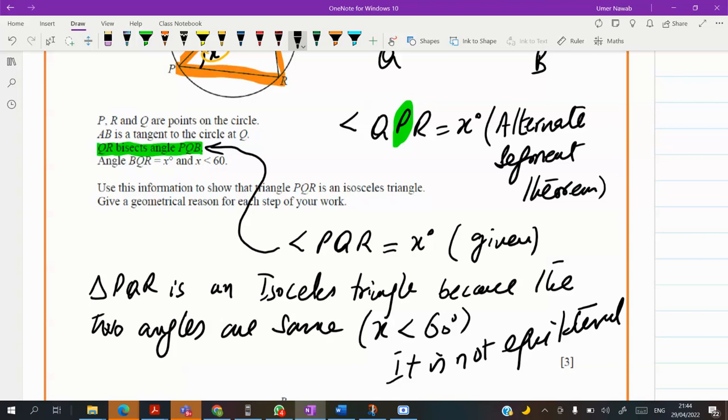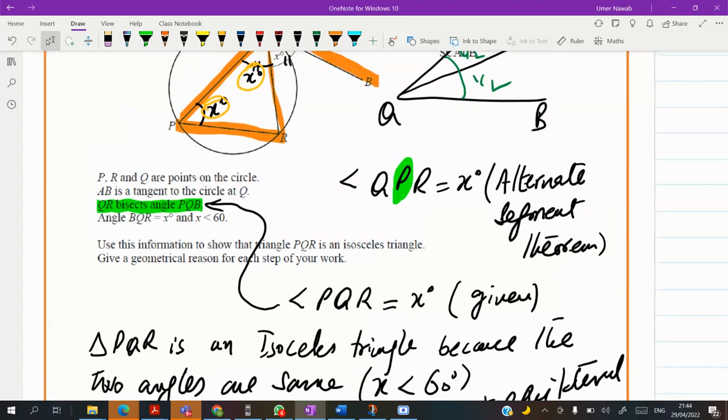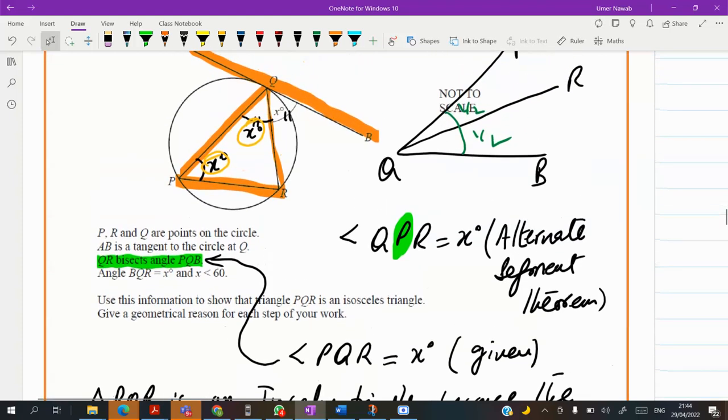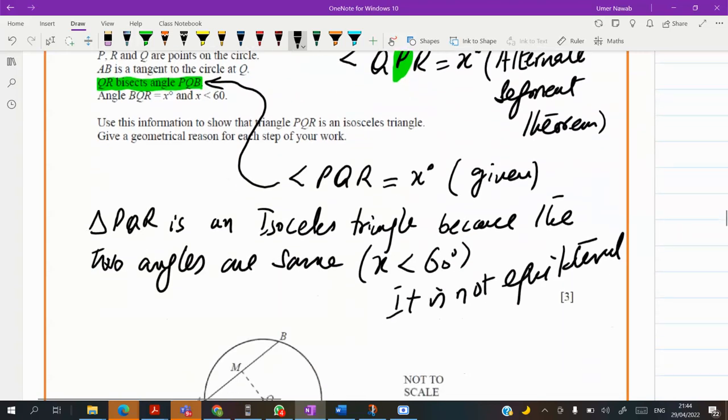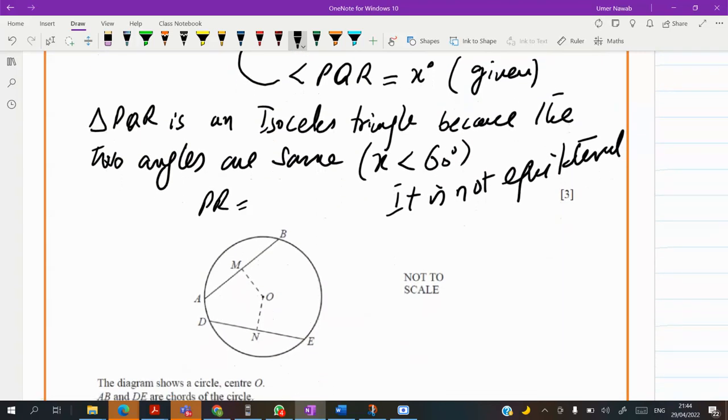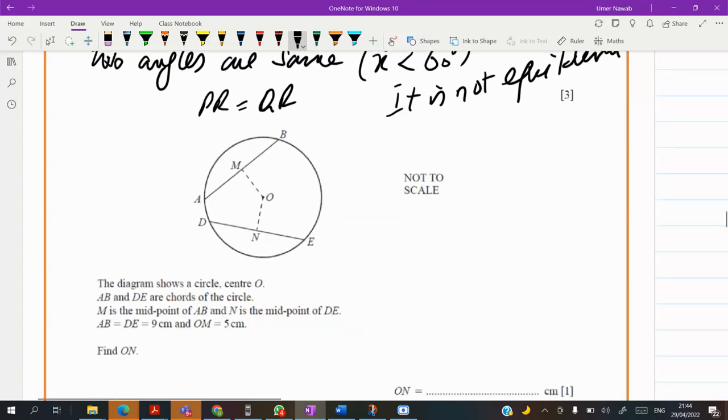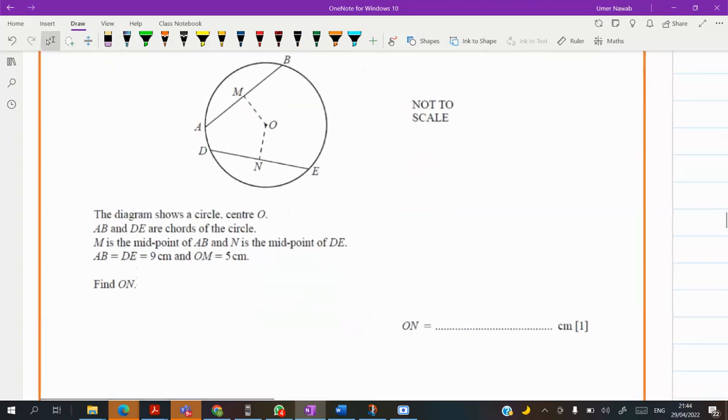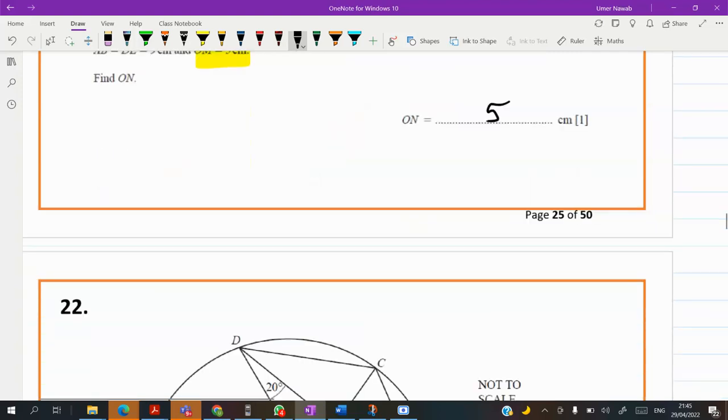So this is purely two sides equal, then opposite two angles are equal. If the two opposite angles are equal, then this side will be the same as this side. So PR is equal to QR because their opposite angles are the same. I think this question we did before, but let me check ON. I think we did it. So this was 5. So ON is also 5. Just quickly we can write the answer. Next, 22.